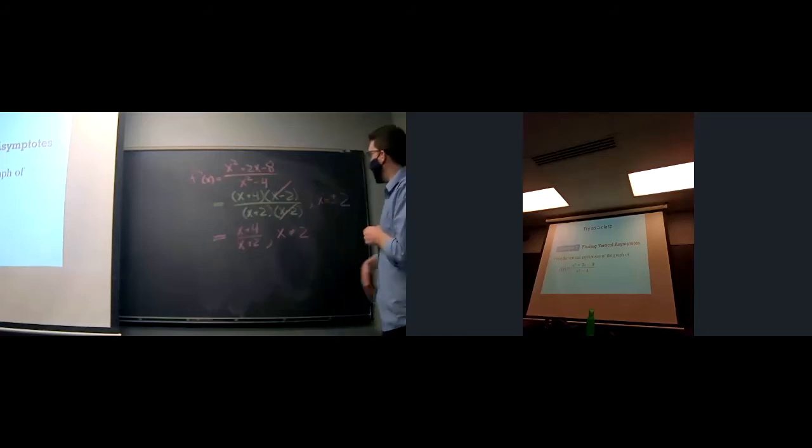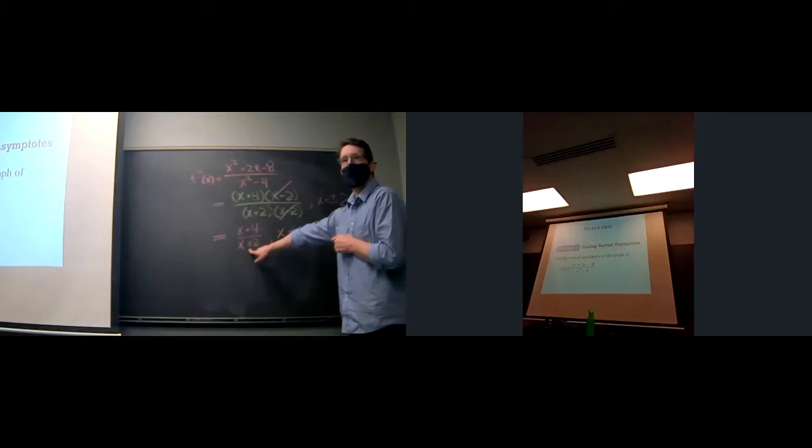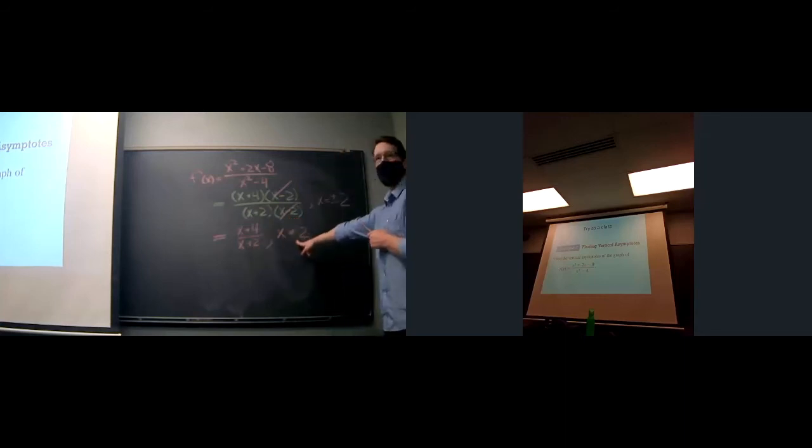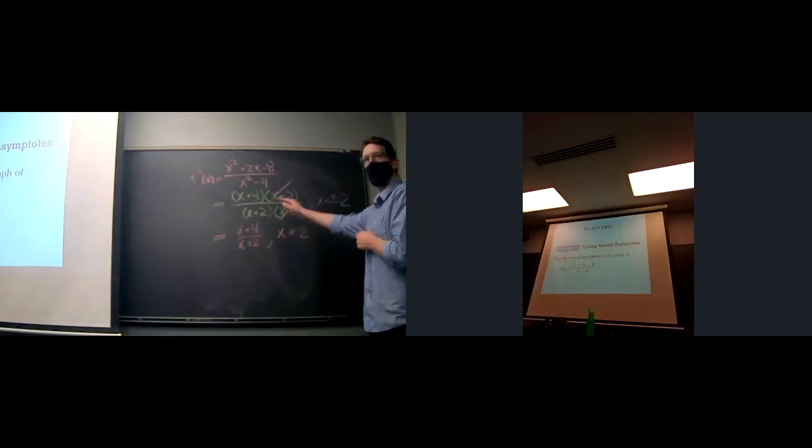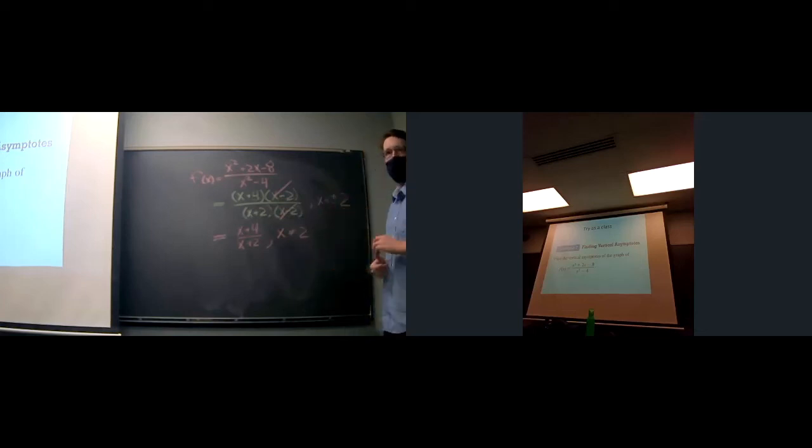So x can't be plus or minus 2. Well, x still can't be minus 2 down here, but it could be 2 in this case. So we have to make the statement that x can't be 2. Does that make sense what I mean? In order for these things to be equivalent, we're going to have to keep that discontinuity somehow.